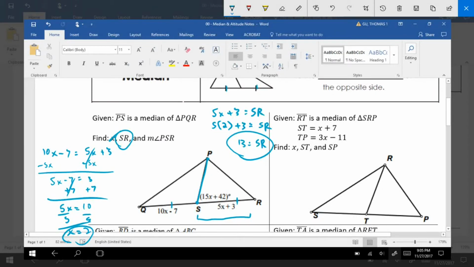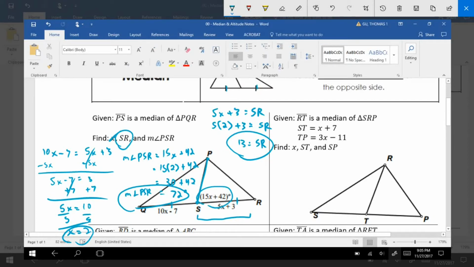Now we need to find the measure of angle PSR. What's the measure of angle PSR? Look right here, it's in the parentheses, 15x plus 42. So the measure of angle PSR equals 15x plus 42. We're going to substitute 2 in for the x. So, 15 times 2 plus 42. Do the math, and that's going to be 30 plus 42. That equals 72. So the measure of angle PSR is 72 degrees. Remember, the measure of an angle is always in degrees, and that is the first one.